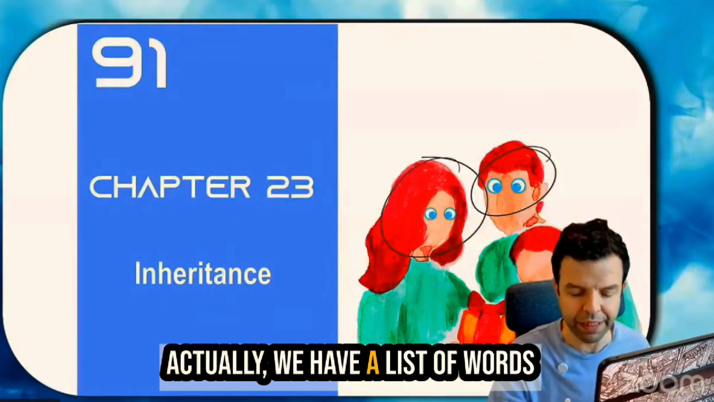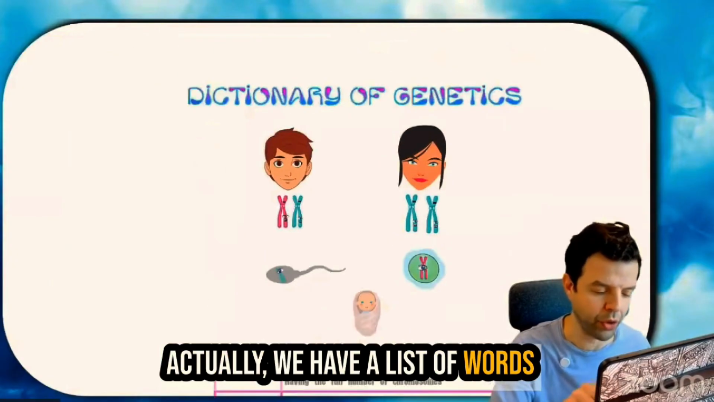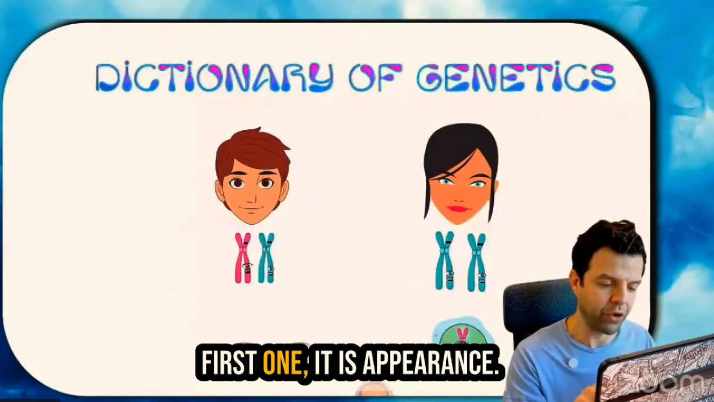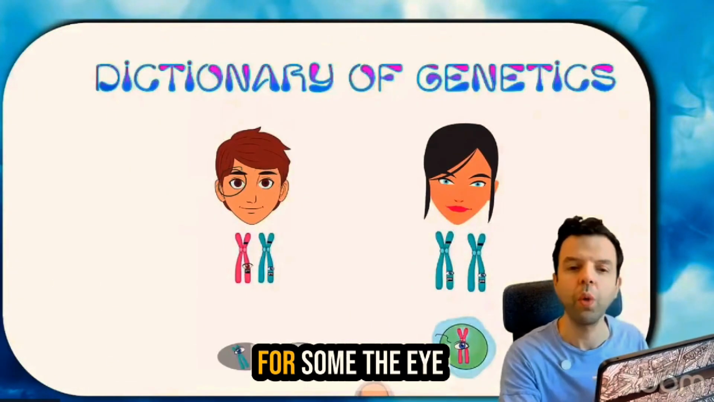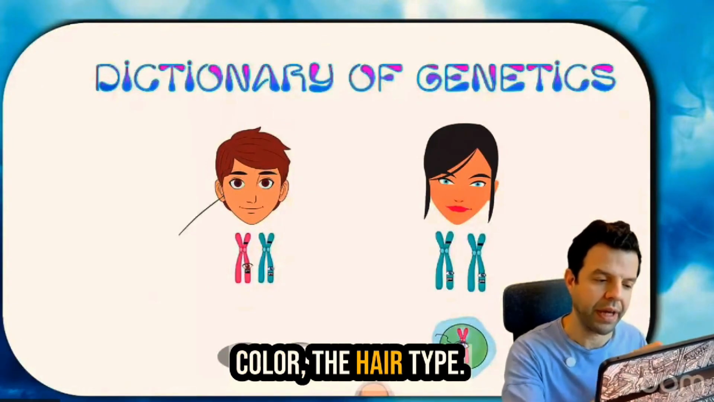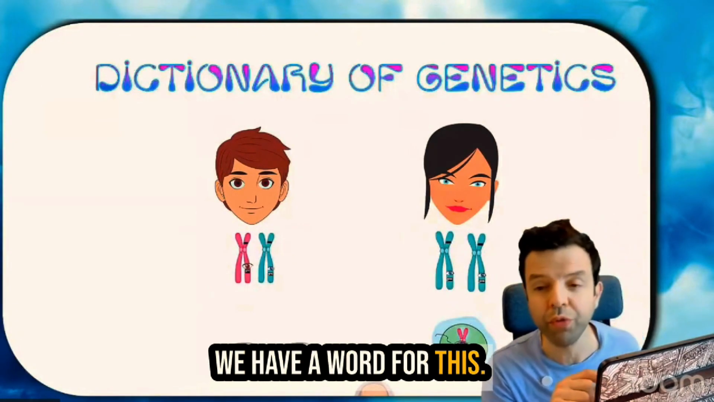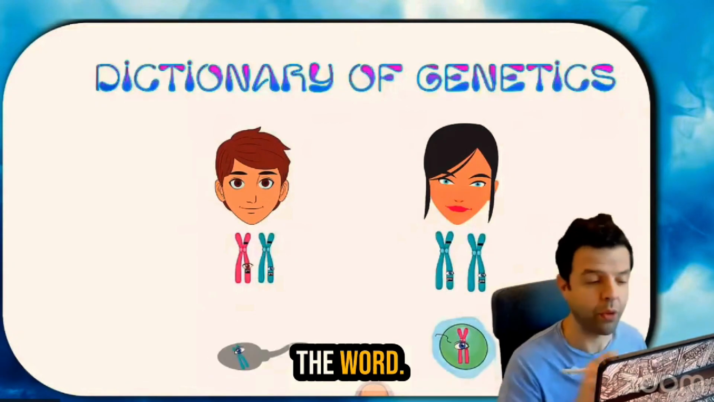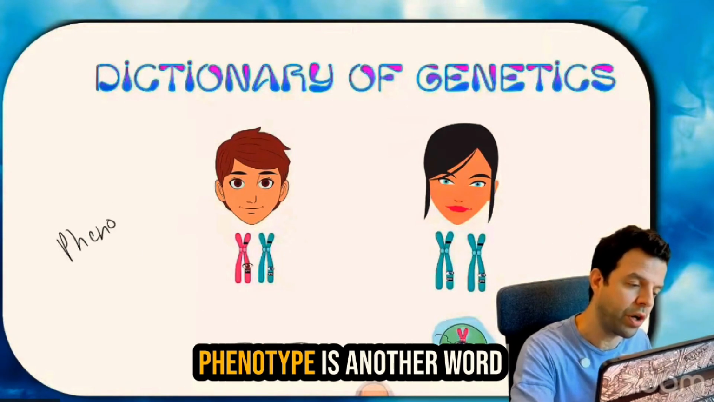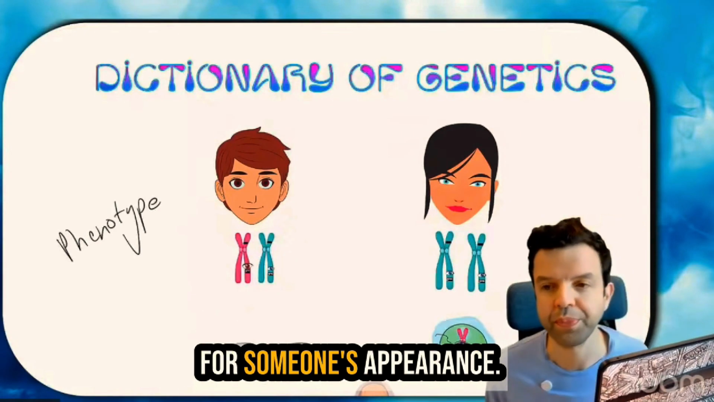Actually, we have a list of words I gave to you earlier today. First one is appearance. For some, the eye color, the hair type. We have a word for this. We call that phenotype. The word phenotype is another word for someone's appearance.